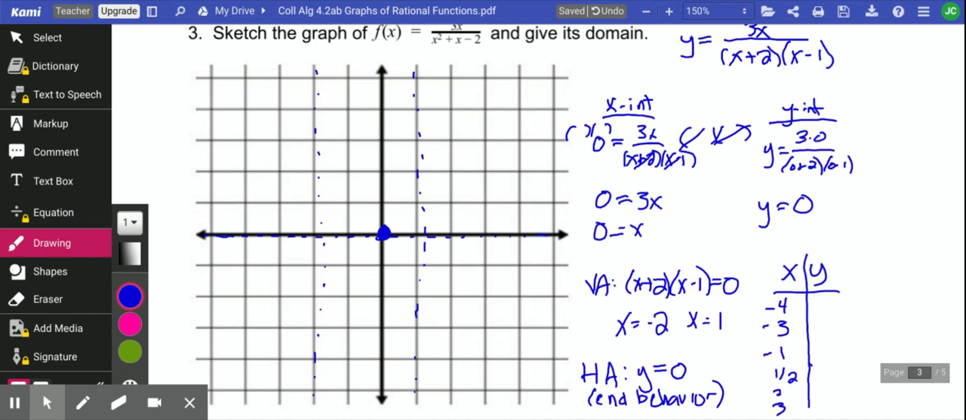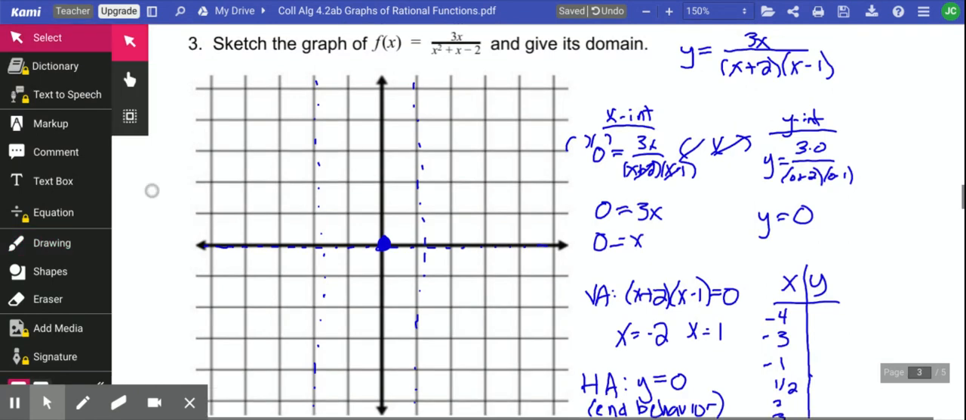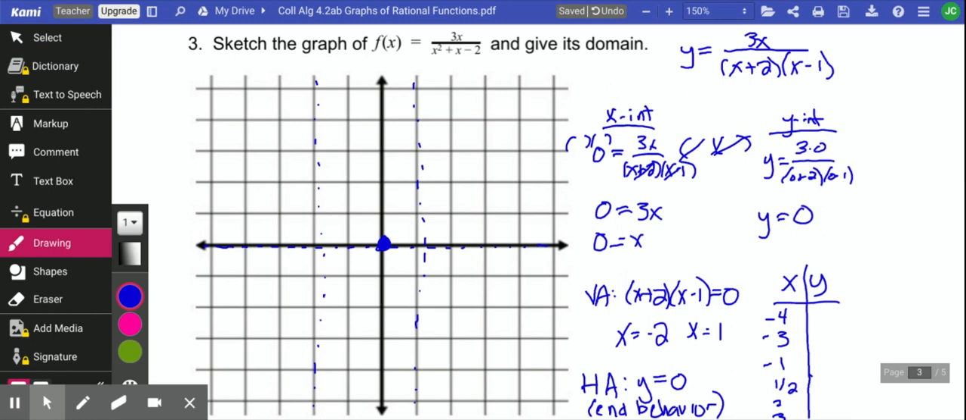Okay, so use your calculator to do this. When you're doing this in your calculator, it might be easier to go back to the original form. Just make sure you put parentheses around that entire denominator. But when you plug in negative 4, you get negative 1.2. Negative 3 is going to be negative 2.25. Negative 1 is 1.5. 1/2 is negative 1.2.